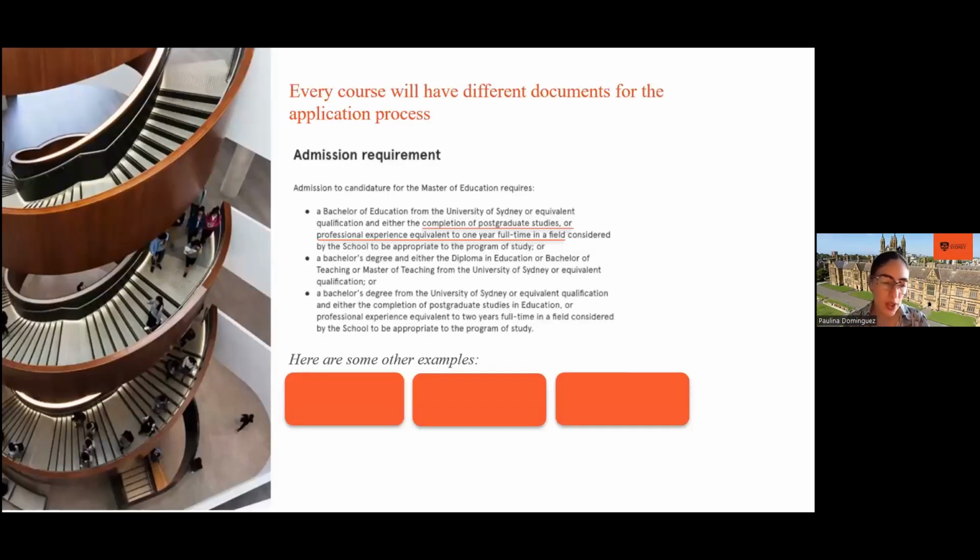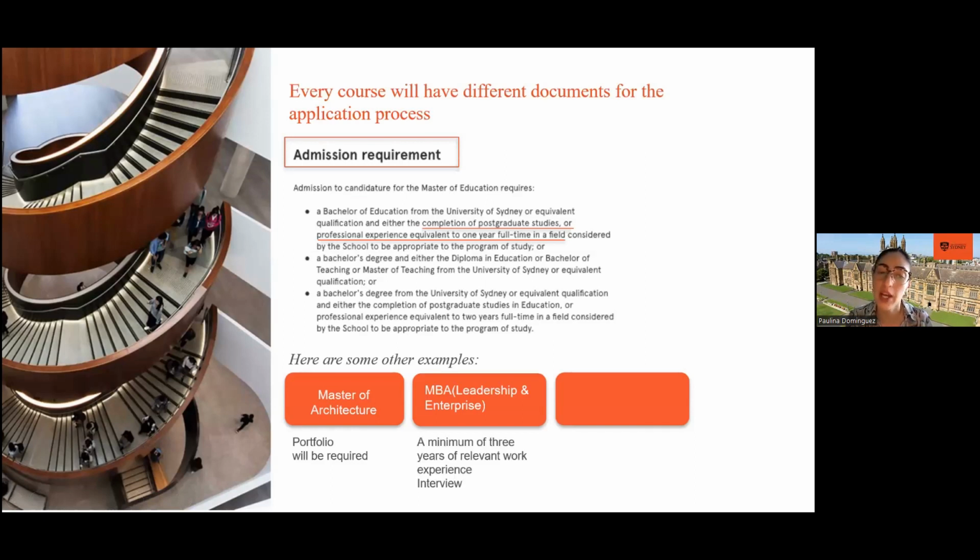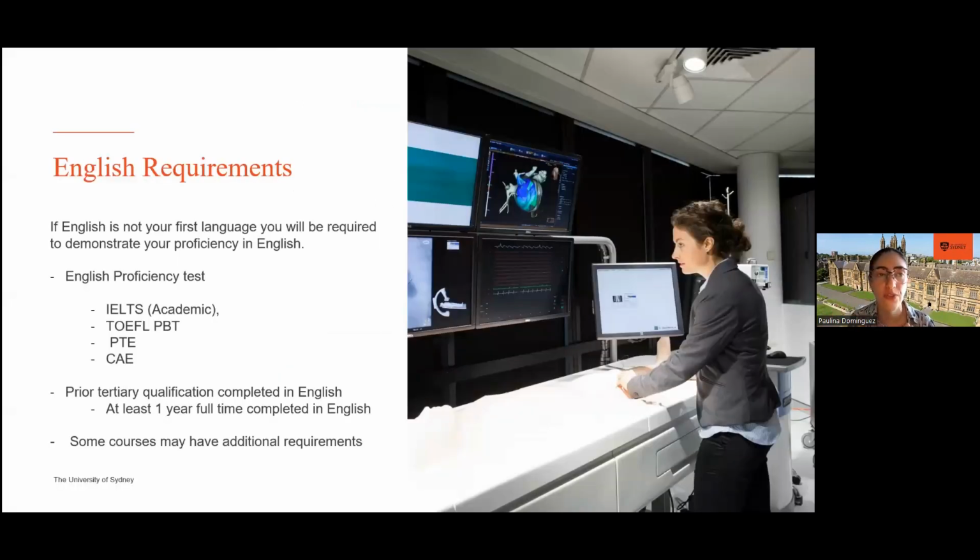Okay, it's very important that you go to our course page. For example, if you're interested in an MBA, it's important that you go to the course page of the MBA on our website so you can find some additional admission requirements, okay? For example, for a Master of Architecture, you will need to provide a portfolio. If you are interested in our MBA, you will need a minimum of 3 years of relevant work experience plus an interview. If you are studying a Master of Engineering, you will need a bachelor degree in engineering, and so on and so forth, okay? So it's very important that you check additional admission requirements for your course of interest.